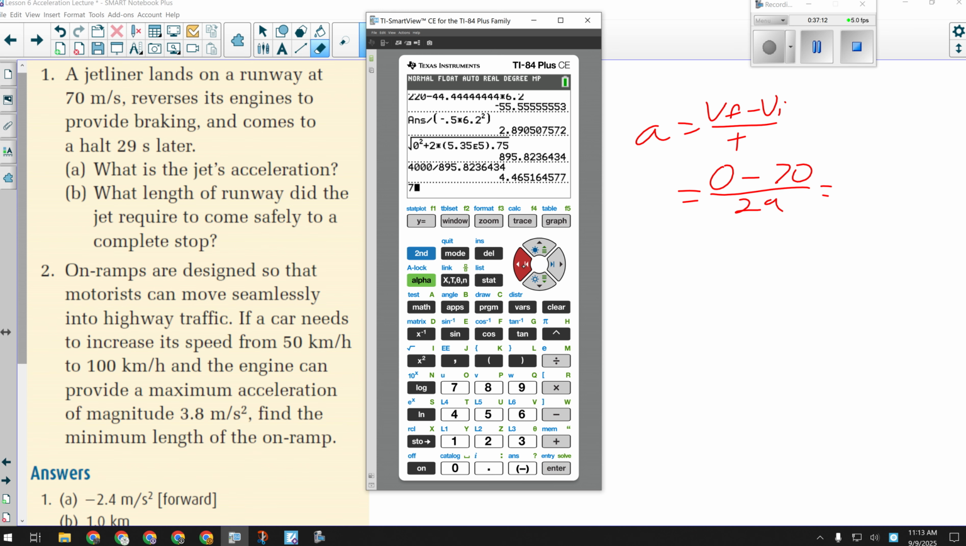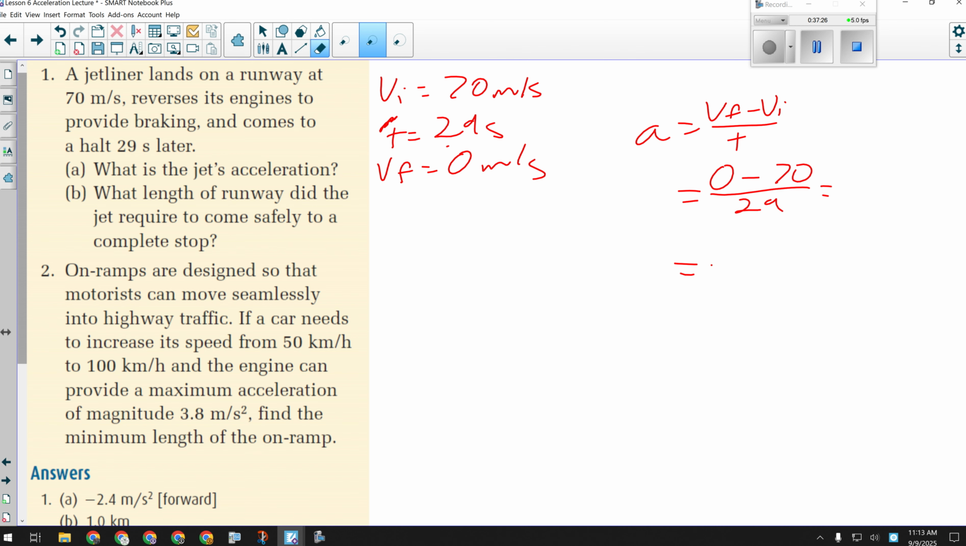Okay, so negative 70 divided by 29 seconds, right? So the acceleration there will be negative 2.4 meters per second squared because we only have 2 significant digits. Okay, and that fits. It's negative, it's slowing down. Okay, it's a reasonable number. What length of runway did the jet require to come to a stop safely? Okay, could I use any of the formulas at this point? Any of the ones that have D in them, I'm free to use. I have all of the information there. Okay, so you could use any of the ones you wanted.